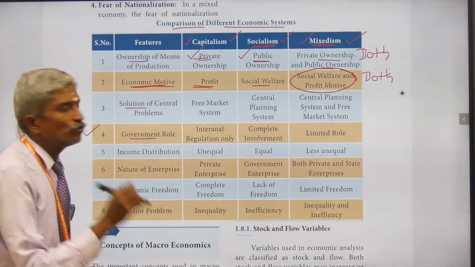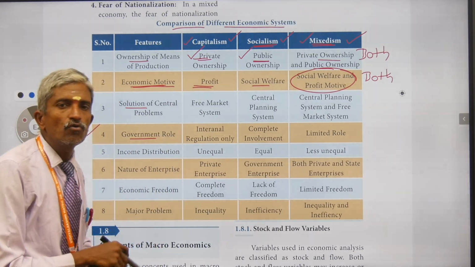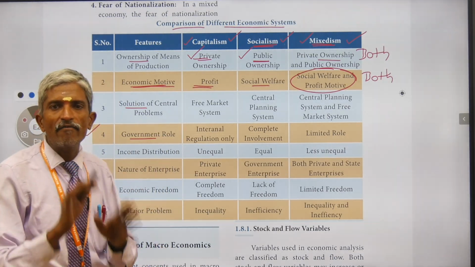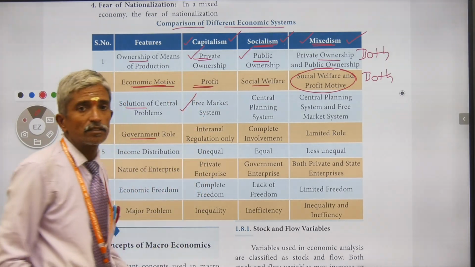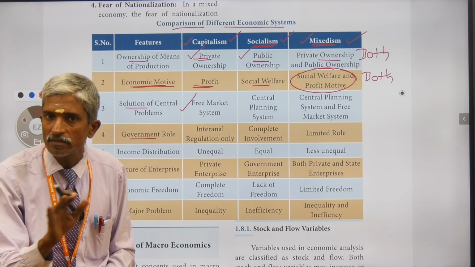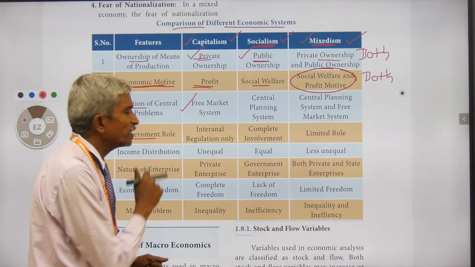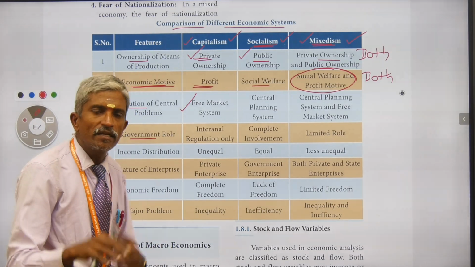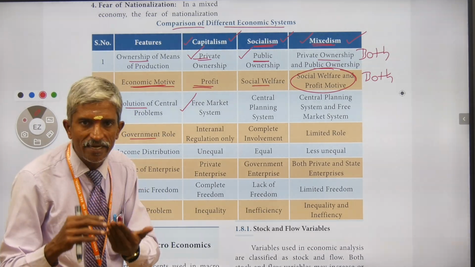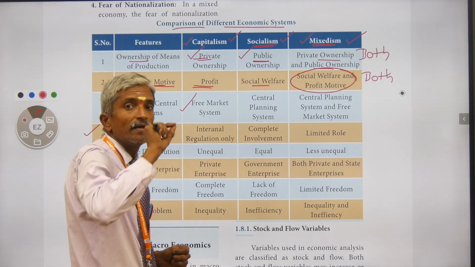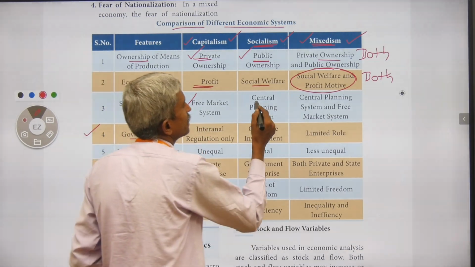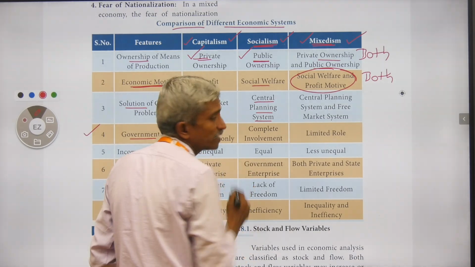Next one is solution. All goods are very easily available. That is the free market system. It does not mean the good is available free. What they are referring to here is that we can easily access or get the goods. That's what they are mentioning here. Free market system. Next, central planning system.